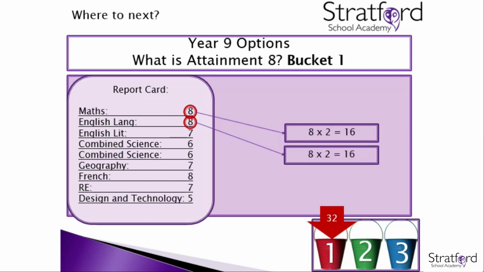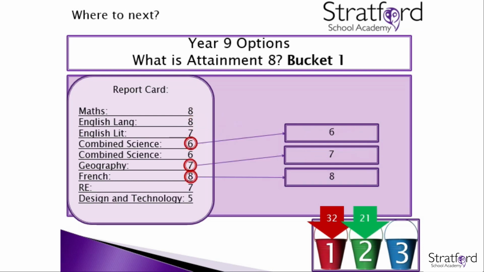There's the report card. To start with, we take the maths grade. This child received a grade 8. We then take the highest of the English language or the English literature grade, and in this case, that is English language with also an 8. These are double weighted. So we have 8 times 2 is 16, 8 times 2 is 16. We add those together and put them in bucket 1, which is a total for bucket 1 of 32.